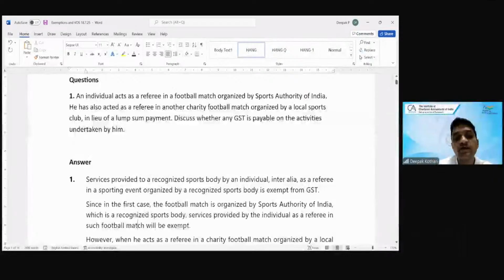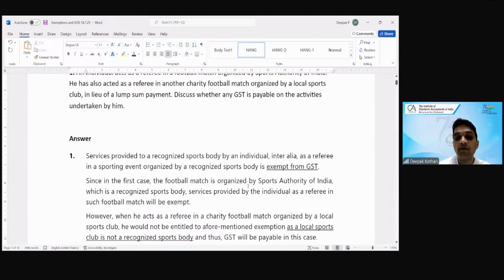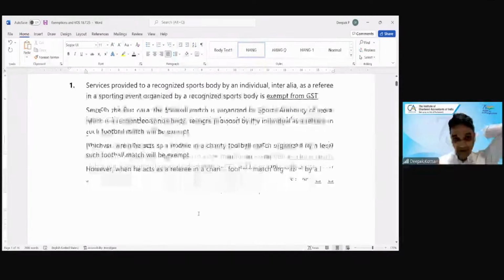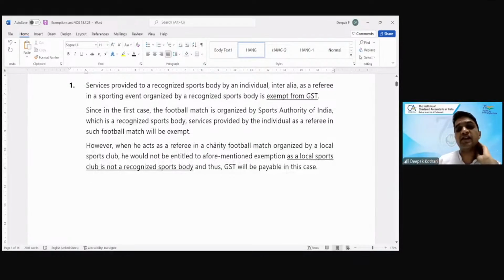services provided to a recognized sports body by an individual, inter alia, as a referee in a sporting event organized by the recognized sports body is exempt. Since in the first case the football match is organized by the Sports Authority of India, which is a recognized sports body, services provided by the individual are exempt. However, when he acts as a referee in a charity football match organized by a local sports club, he would not be entitled to the aforesaid exemption as a local sports club is not a recognized sports body, and GST will thus be payable.